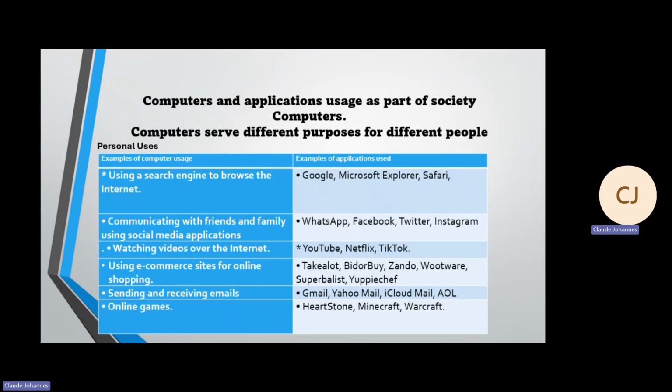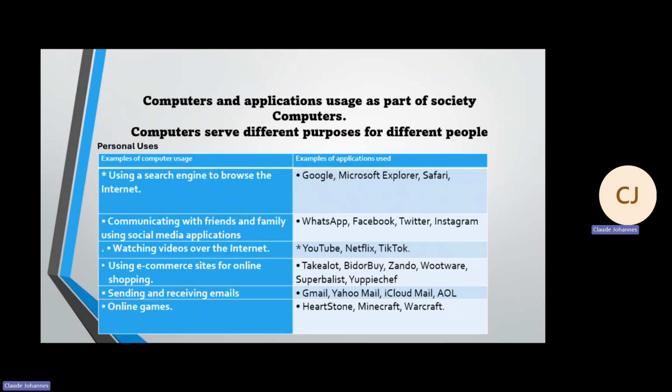Now we look at computers, applications, and their usage in society. It serves a different purpose for everyone. Then personal uses, meaning using a search engine to browse the internet. These are examples of using certain tools on the computer. We are aware of search engines: Google, Microsoft Explorer, and Safari. Safari is the browser of the iPhone.